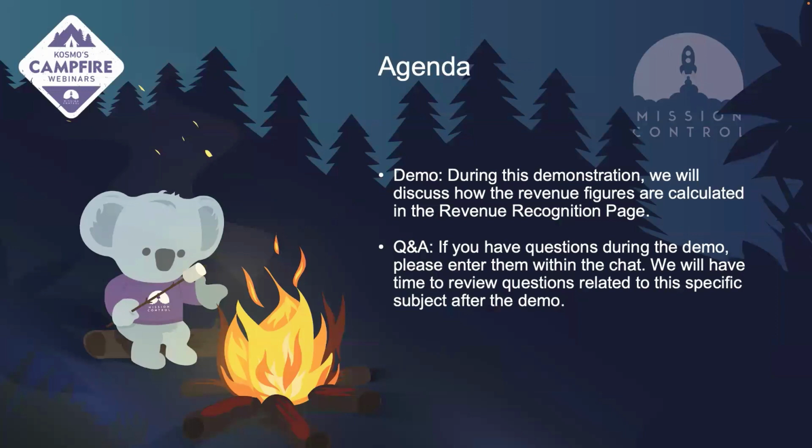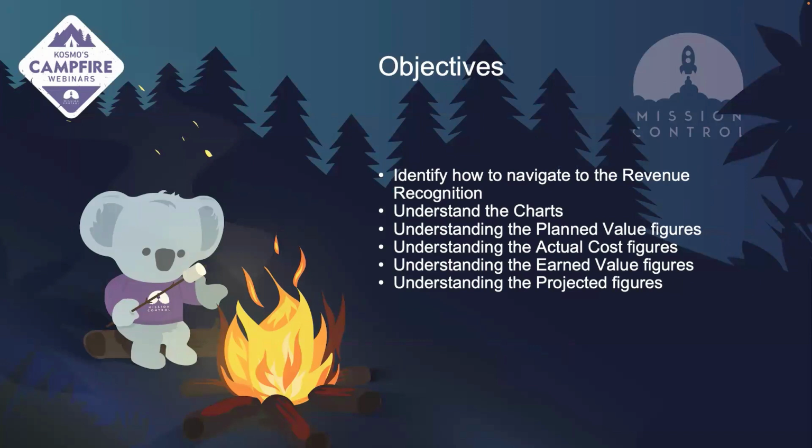Today on the agenda, we'll be discussing how to break down the revenue figures on the revenue recognition page. We'll figure out how to locate the revenue recognition tab, and then we'll also break down how to review those charts on the revenue recognition page. A few things that we'll want to gain from this call today: we'll want to identify how to get to the revenue recognition tab, understanding those charts and the planned, actual, and earned values. And we'll also get into the projected values quite a bit as well.